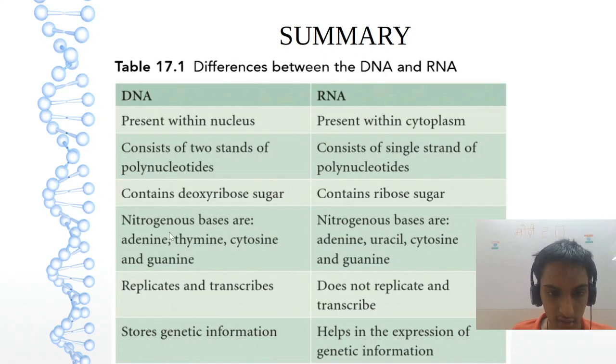Sugar, I told you. Nitrogen bases, I told you. Difference is only one thing. That is thymine in DNA, uracil in RNA. Adenine, guanine, cytosine will be same. And where the central dogma happens? Only in DNA. Okay. And genetic information will be there in both. But storing is done by the DNA. Expression is done by the RNA, I told you. This is, in short, the differences between the DNA and RNA.